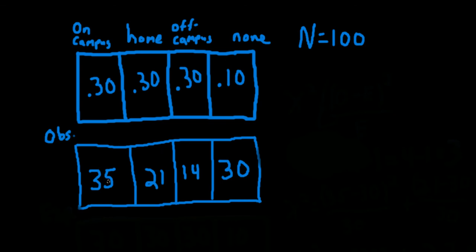So 35 of those people indicated that they got lunch on campus, 21 indicated that they got lunch from home, 14 indicated that they got lunch off campus but not from home, and 30 indicated that they did not get lunch at all. I want to see if these observed frequencies deviate from the expected frequencies if we were to assume that 30% would get lunch on campus, 30% would get lunch from home, 30% would get lunch off campus but not from home, and 10% would get no lunch at all.